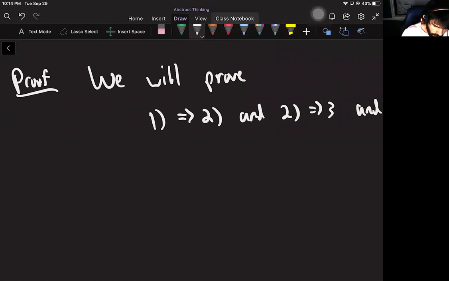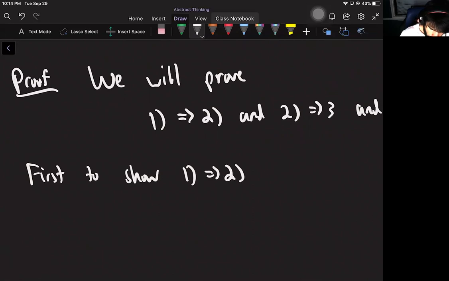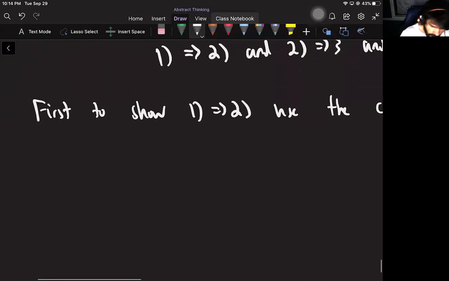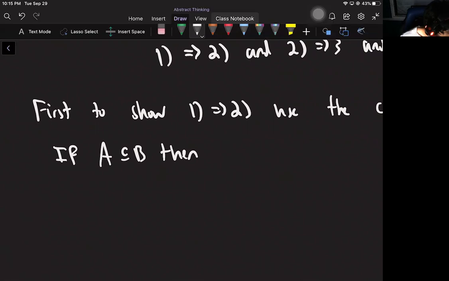Okay, so first, to show 1 implies 2, we're going to use the contrapositive. So 1 implies 2 is saying if A is a subset of B, then A intersect B complement is not the empty set.